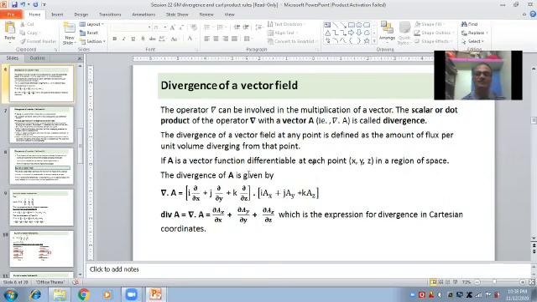It is called the divergence. So if A is a vector function differentiable at each point x, y, z in a region of space, the divergence of A means we have to take the scalar product, or dot product, of this del operator with this vector A, which is in component form. You simplify this and you will get the divergence of this vector, written as div A.